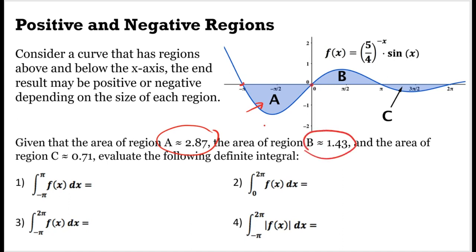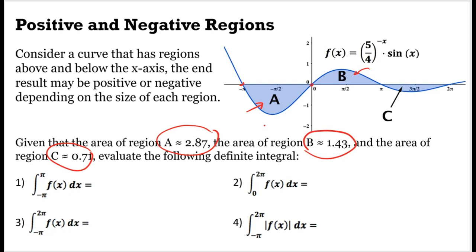Region B has an area of 1.43. Since that region is above the x-axis, the definite integral would be positive for that region. And region C has an area of 0.71. And again, because it is below the x-axis, the definite integral for this region would be negative.